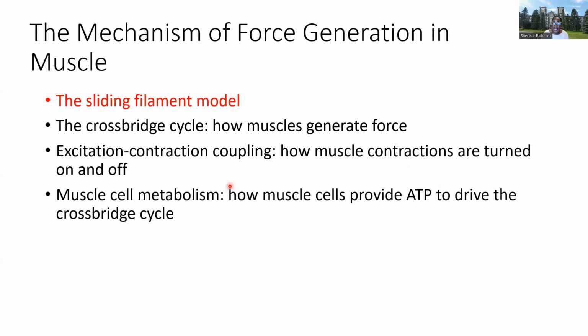And then we can also look at muscle metabolism. This is how muscles provide the ATP that is essential for driving cross-bridge cycling. So we looked at the structure of myosin having the binding site for ATP. And so ATP can bind to myosin, and this is how we provide the energy to actually drive the muscle contraction.